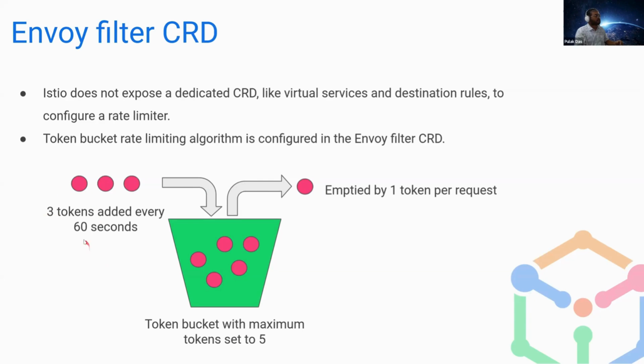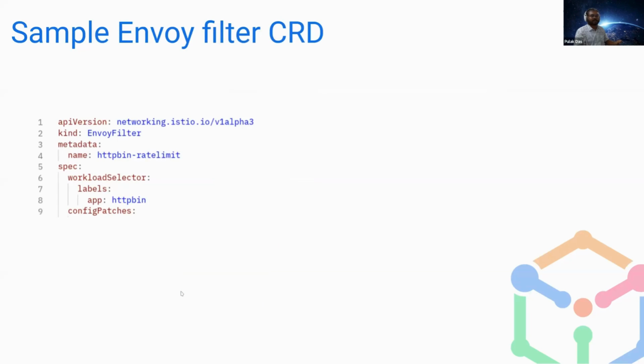You can also configure it so that after a certain amount of time, some more tokens will be added back. Here we have set it so that every minute, 3 more tokens will be added in. So this is the general logic behind the rate limiting algorithm that we'll follow. And now we'll come to the CRD itself.